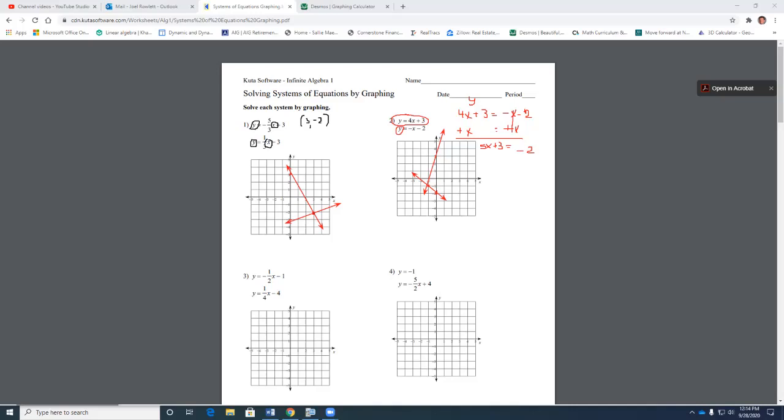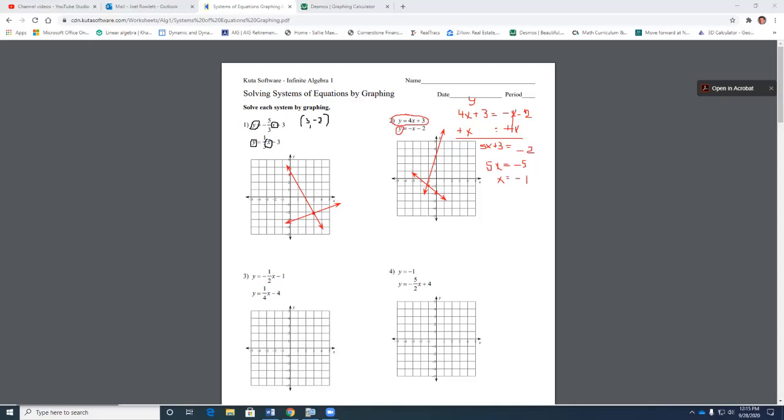And if I subtract 3 from both sides, that means I can have 5x by itself. And if I take negative 2 minus 3, that will leave me with negative 5. And now to get x by itself on the left, I will divide by positive 5, and negative 5 divided by positive 5 is negative 1. So I know the x value is negative 1.